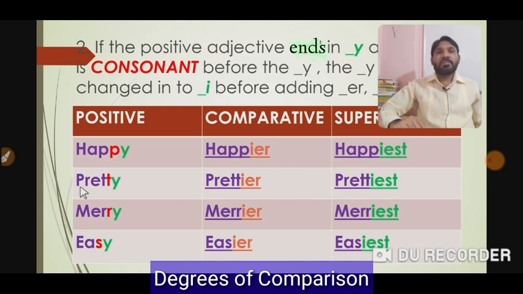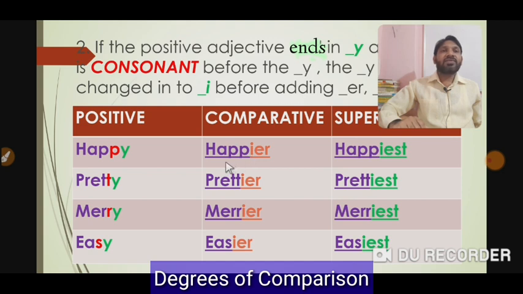PRETTY, MERRY, EASY. So at the end of all the spellings y is there, and before y a consonant sound is there. P, T, R, S. All these are consonant sounds. So if this is the case, then before adding ER or EST, y will be changed into I.